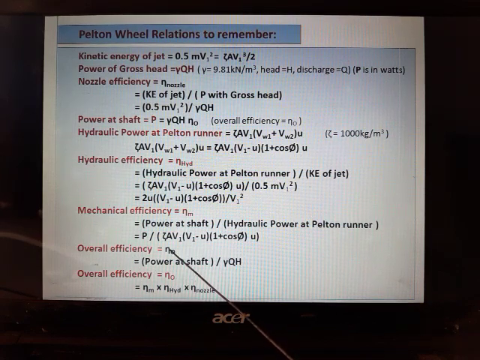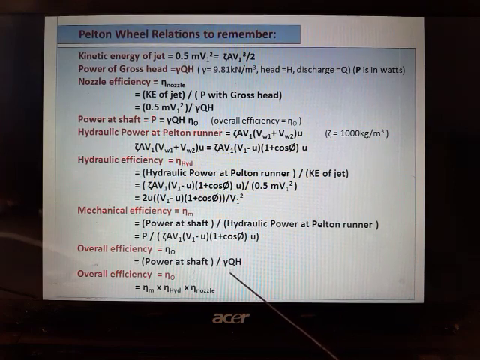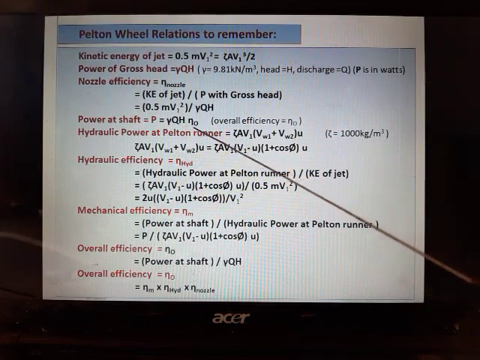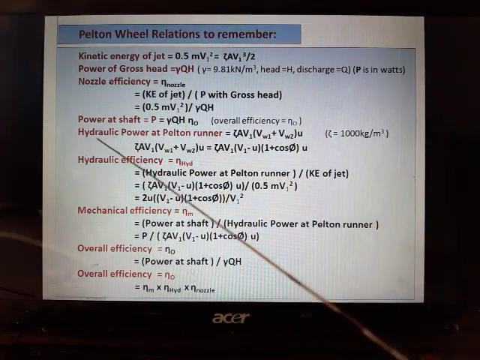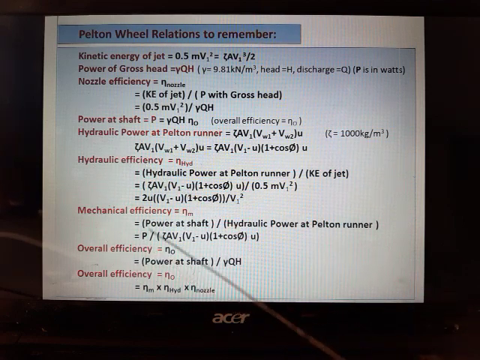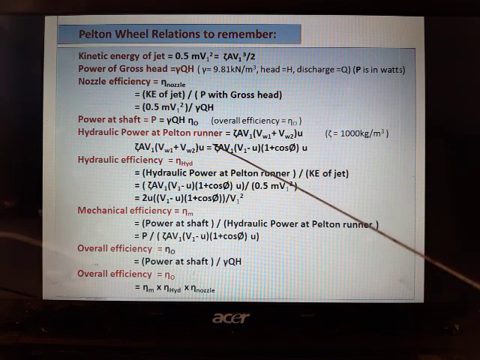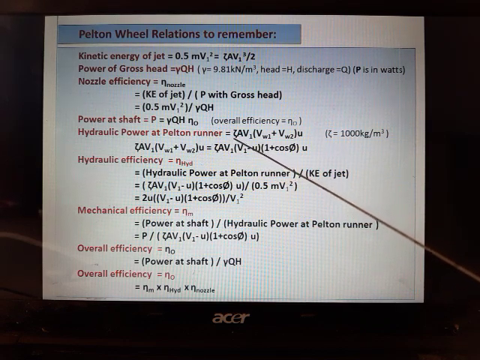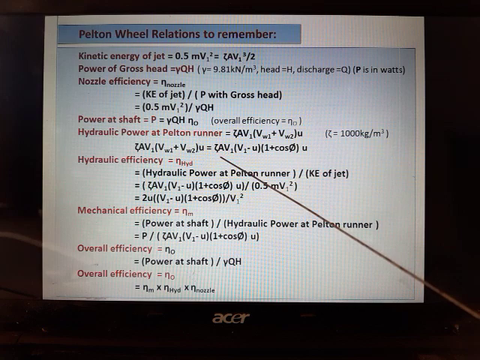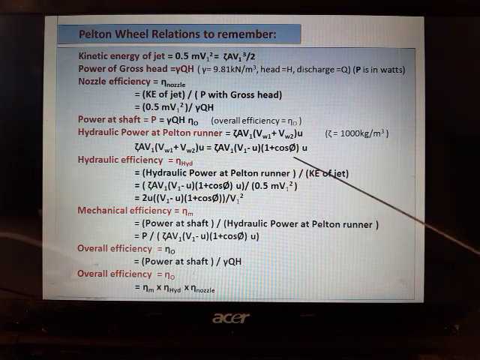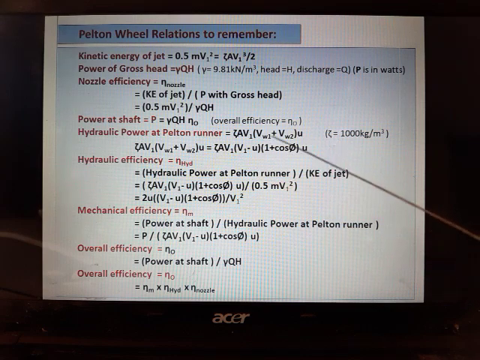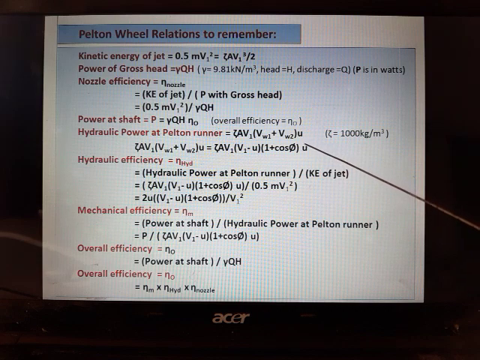This is nothing but the overall efficiency equation only. Here overall efficiency equals power at shaft divided by gamma QH. The same is rearranged. The noteworthy expressions are these. Hydraulic power at the Pelton wheel, or power at the runner, is given by the final expression rho a V1 minus U, into 1 plus cos phi, into U. So this is nothing but work done per unit time. This is distance per unit time, and this is nothing but force.